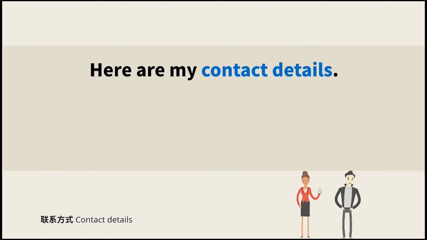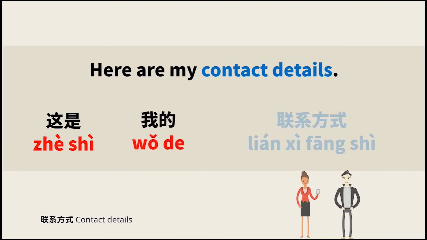Now let us revise. If you want to say, here are my contact details, what would you say? Yes, you would say, 这是我的联系方式。这是, this is or here are. 我的, my. 联系方式, contact details. 这是我的联系方式。Here are my contact details.